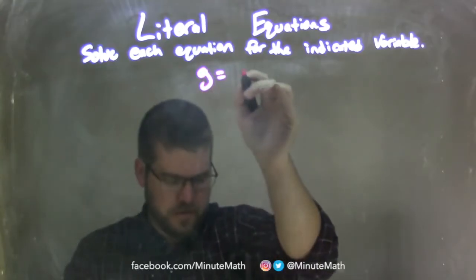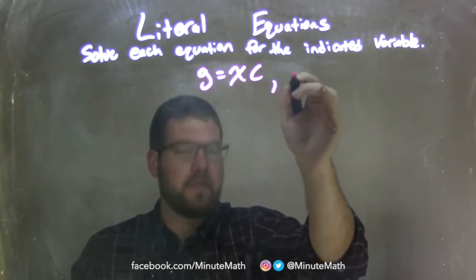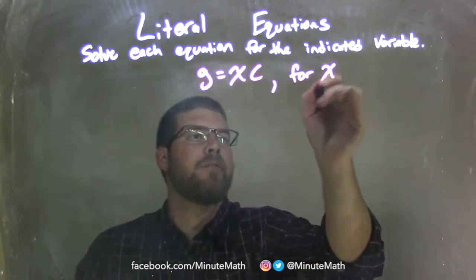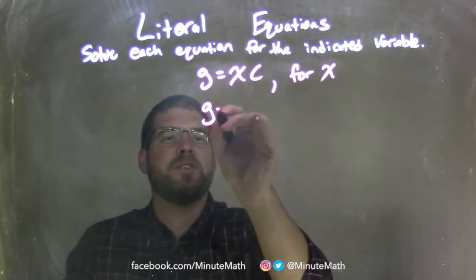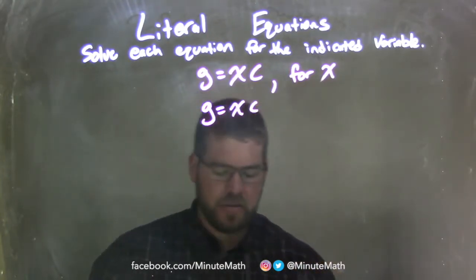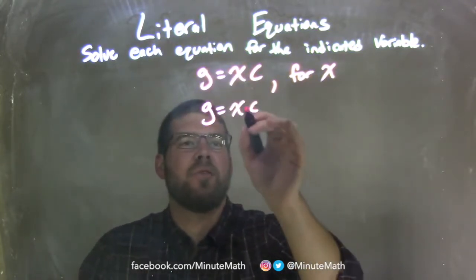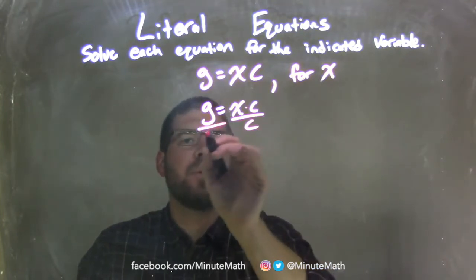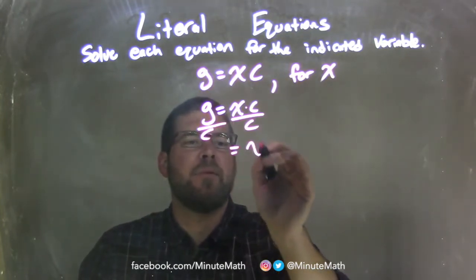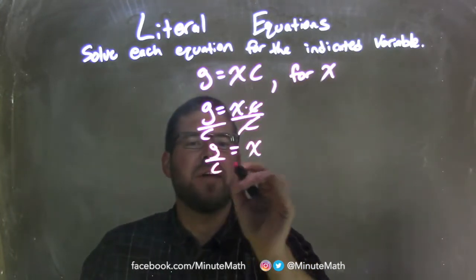g equals x times c, cross country, if you will. And we need to solve that for x. Hopefully you get that reference. Okay? I'm going to rewrite my equation, g equals xc, x times c. And then what I need to do is get x by itself. So there's multiplication going on between the x and the c, our cross country. So divide by c on both sides, leaving me with an x by itself on the right and a g over c on the left.